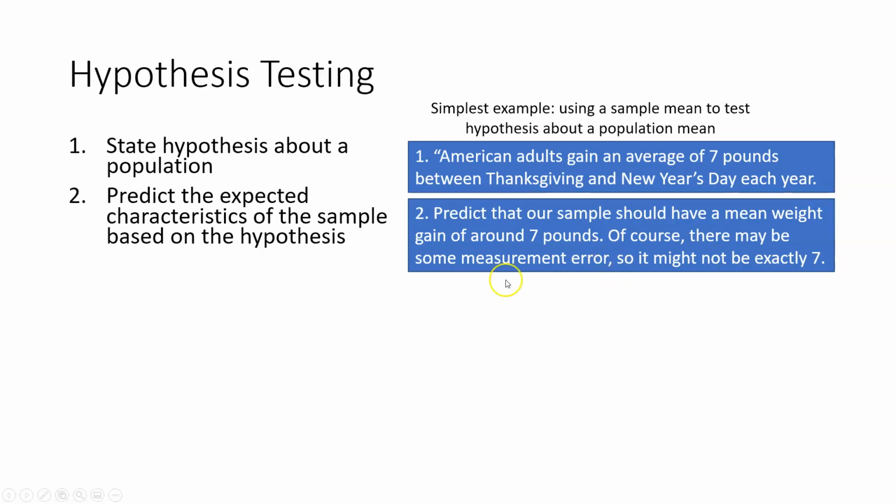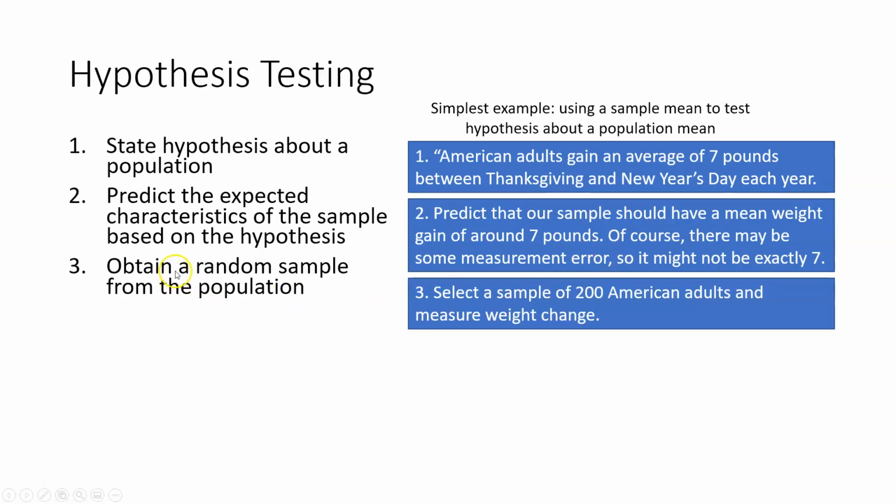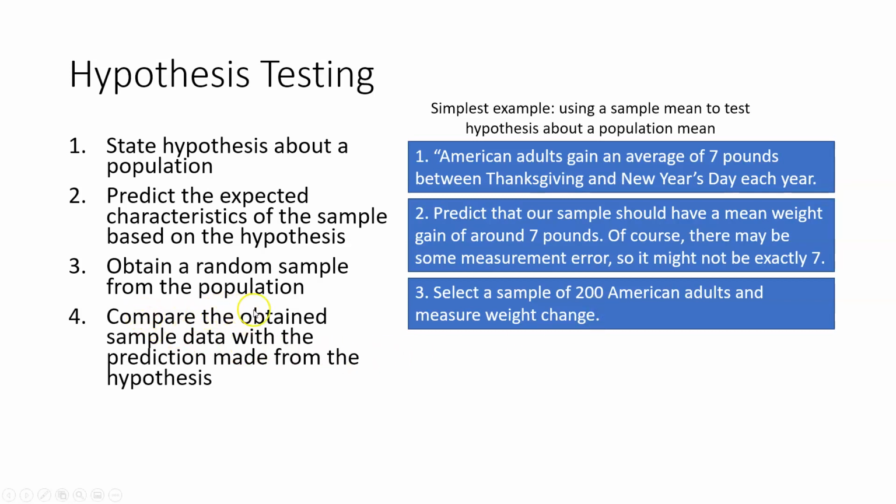Step 3 is to obtain a random sample from the population. We would select a sample of 200 American adults and measure their weight change to see how much weight they gained or lost during that month between Thanksgiving and New Year's. And finally, we would compare the obtained sample data with the prediction that we made from the hypothesis back at the beginning, where we said that we thought they were going to gain an average of 7 pounds.